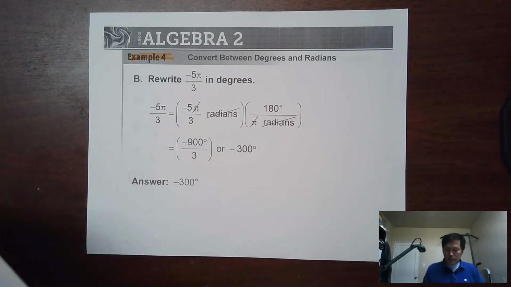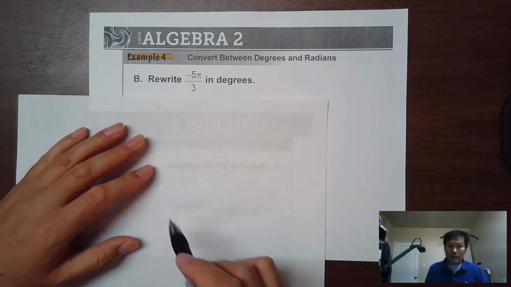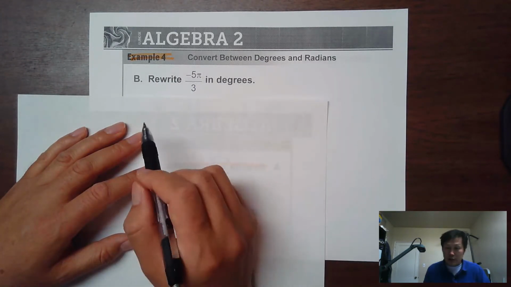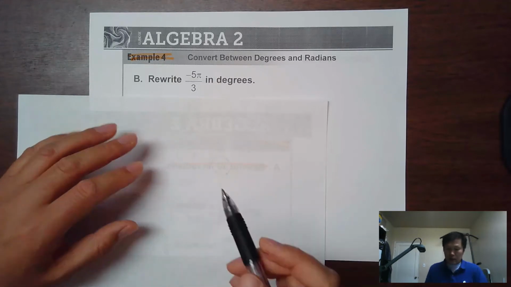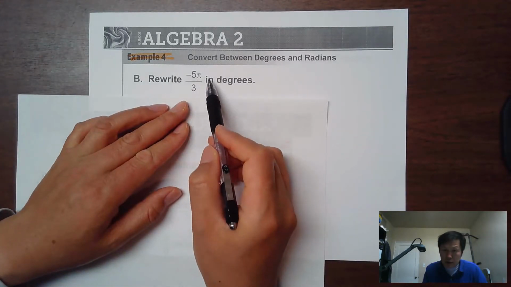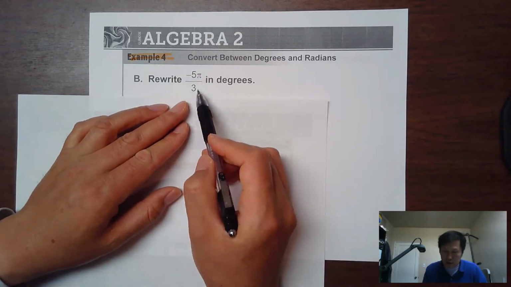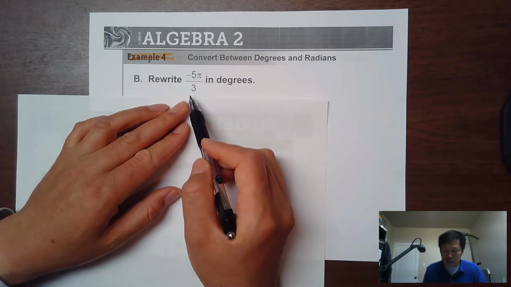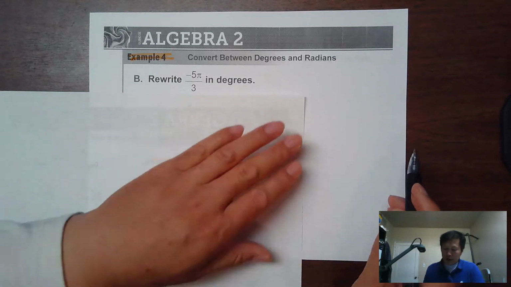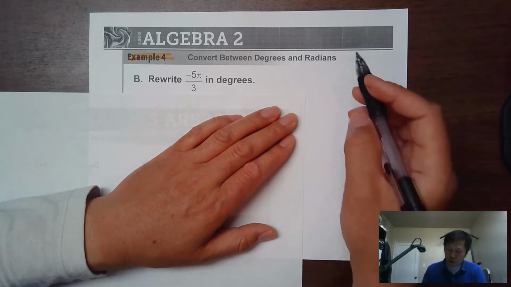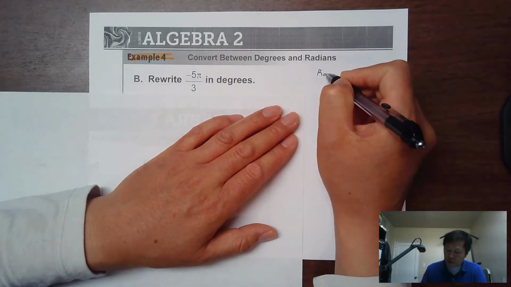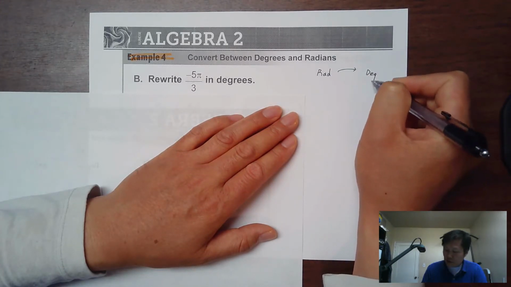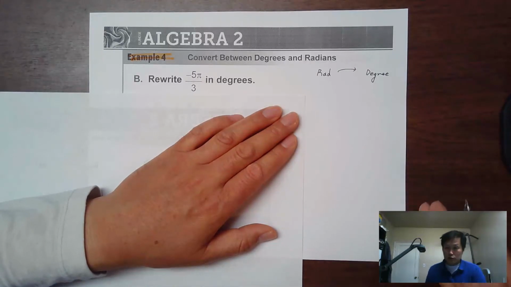Your question would be something like this. Rewrite minus 5 pi over 3 in degrees. So you might say, well, what is that? Is that degree or radian? Well, do you see a degree symbol anywhere? No. Meaning this is a radian. So you should know we are trying to convert radian to degree. That's what we're trying to do.